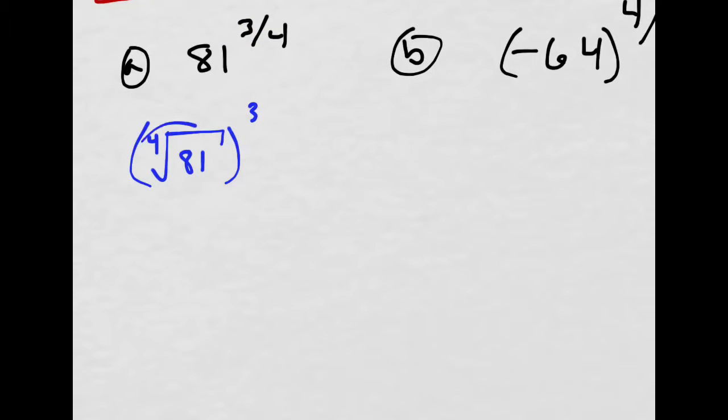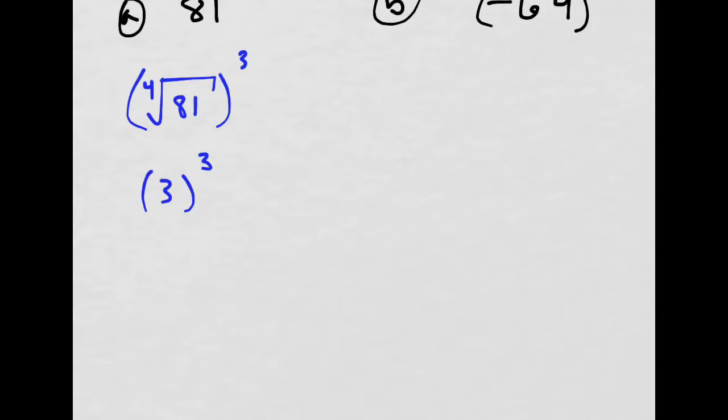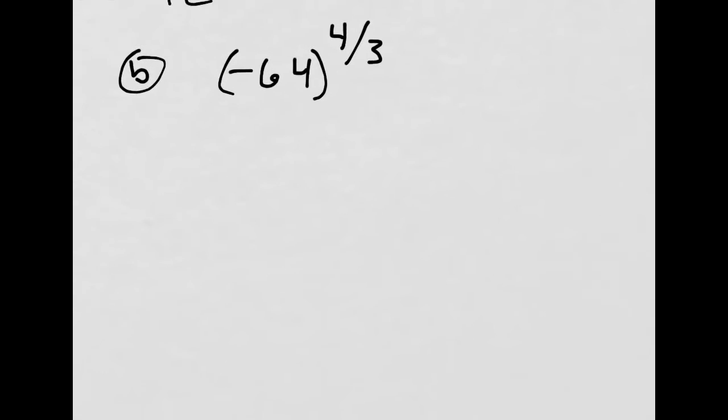So the fourth root of 81, that's just 3 times 3 times 3 times 3, so that's 3. Raised to the third, well, that's also easy to do. That's 27. Bam. Easy. And then this one.